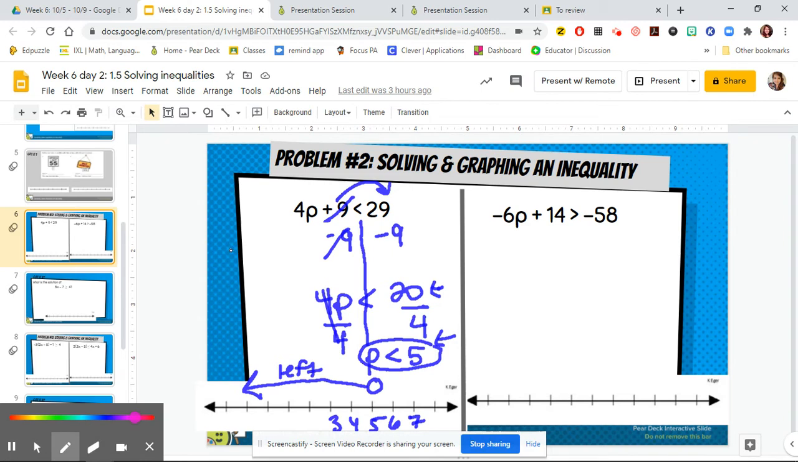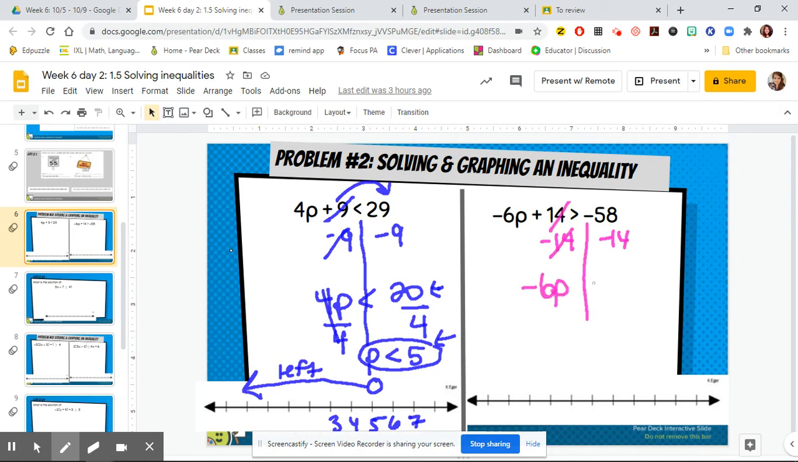We're going to do the same thing with the other one. We're going to subtract 14 because we want to get rid of it to get p by itself. So we have negative 6p is greater than negative 72.